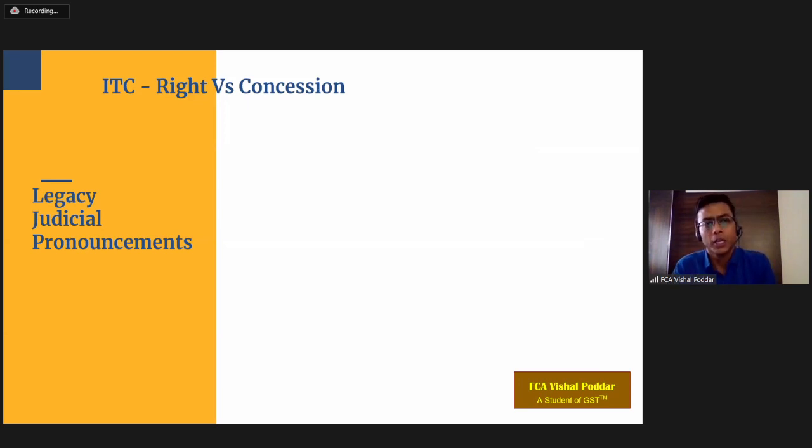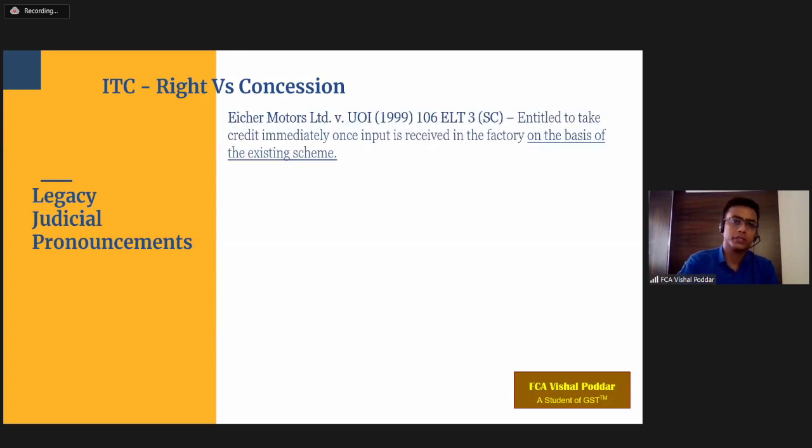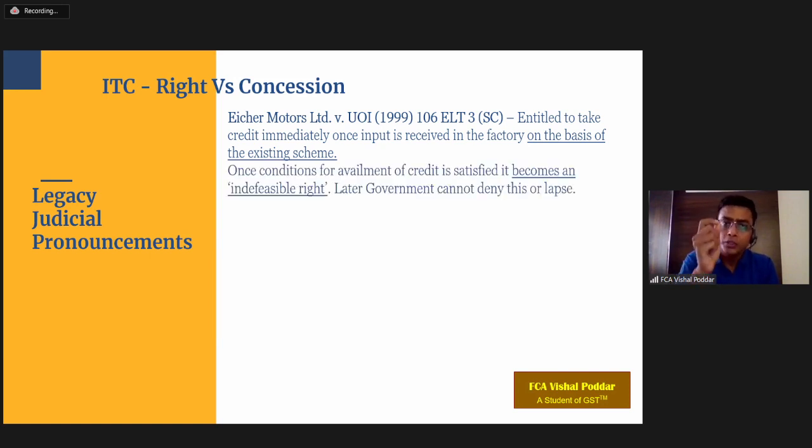Before I go to the GST cases, let us start with the legacy decisions that we got in the pre-GST era in the form of excise, VAT, and service tax. Some remarkable decisions are, the most common one which we apply even in the GST law, that of Eicher Motors. In this, the law has made two things very clear. First, you will be entitled to credit, provided it is on the basis of the existing scheme, that is, the existing mechanism of the law. However, once you follow the existing mechanism of the law, that is, you satisfy all the conditions and requirements of getting the credit, after that, it becomes an indefeasible right. And then in future, the government cannot deprive you of this or lapse this particular credit.